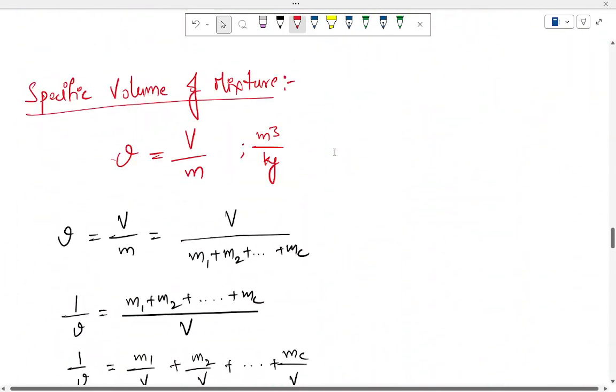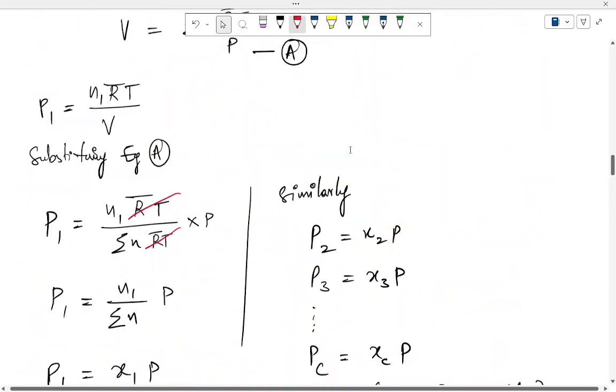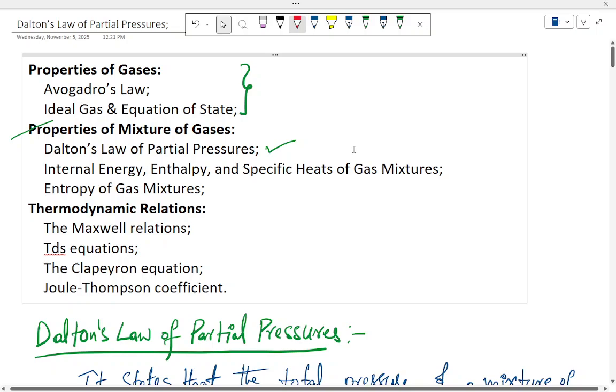So before I move on to the next lecture, let me show you the syllabus here. The syllabus goes like this. So we have completed Dalton's law of partial pressure. In the next class, we'll see the internal energy concept. Thank you.